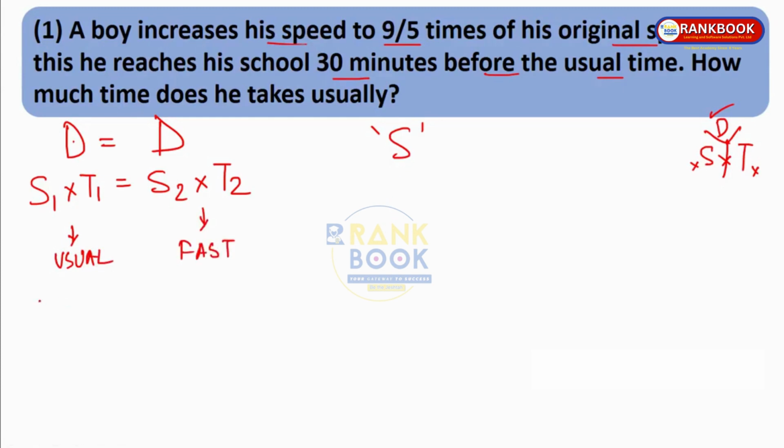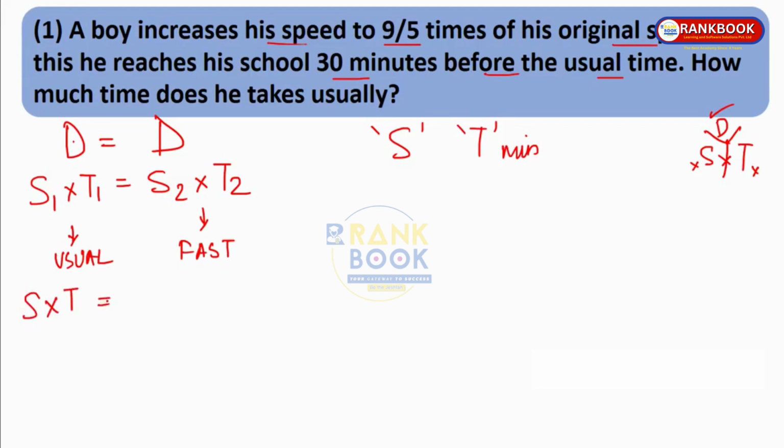So if the usual speed is S, let us assume that with the usual speed S, the boy takes T amount of hours to go to school. Or say t amount of minutes, because here they have given he reaches 30 minutes before the usual time. So let us assume that the boy takes t minutes to reach the school usually. So what is the usual condition? Speed is S, time is t.